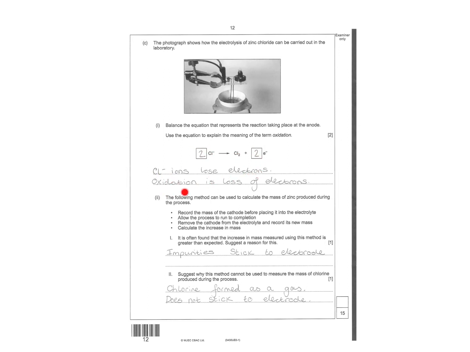Cl loses electrons, oxidation is the loss of electrons. It's often found the increase in mass using this method is greater than expected. Suggest the reason for this: impurities stick to the electrode. Suggest why this method cannot be used to measure the mass of chlorine. During this process, chlorine formed as a gas does not stick to the electrode.